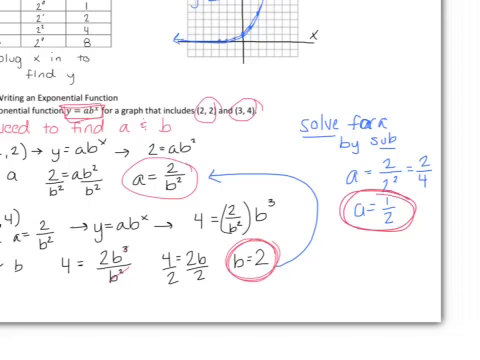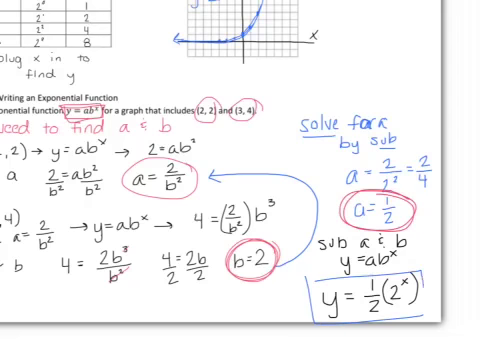So now, last thing, sub A and B into y equals AB to the x. So it'll be y equals 1/2 times 2 to the x. And I would put at least one of those things in parentheses just so it doesn't get confused. But that is your answer. Lots of substituting and solving, substituting and solving.